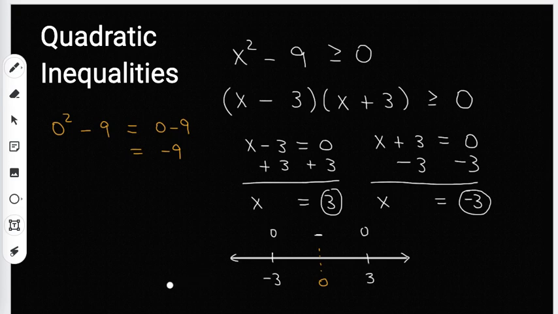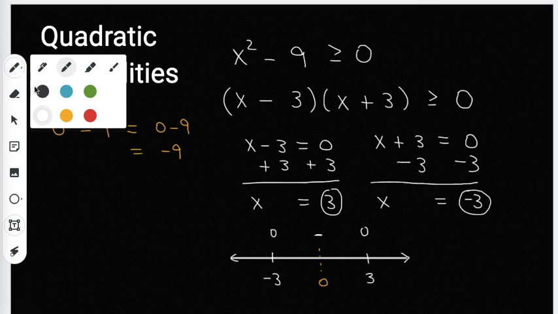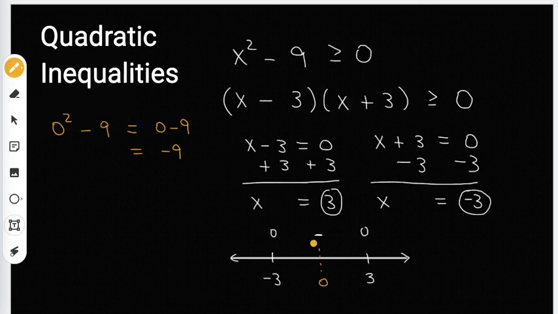So that's going to be my first interval that I want to test. Now I want to choose a number that is bigger than 3. Well, what number is bigger than 3? A 4. That's an easy number to test because it's a whole number. So let's let x be 4 and see what we get.